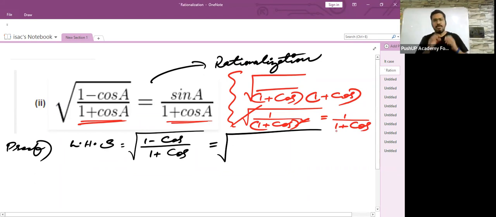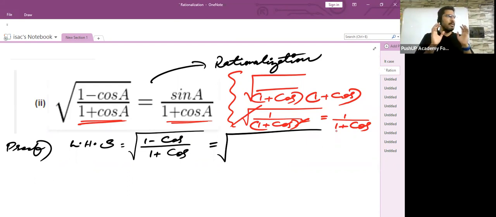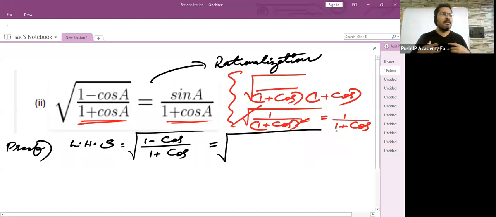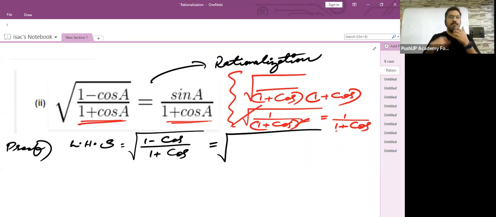Are you getting it? So you have to predict what to do next. Okay, you have to predict yourself. Simply don't multiply the denominator with 1 minus cos, thinking that I told you to rationalize the denominator. No, that does not work. You have to be a little bit futuristic here. How? Just by looking at the right hand side and predicting what I need after doing the alteration.